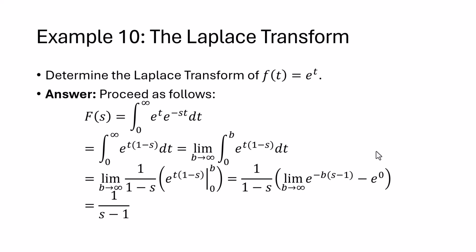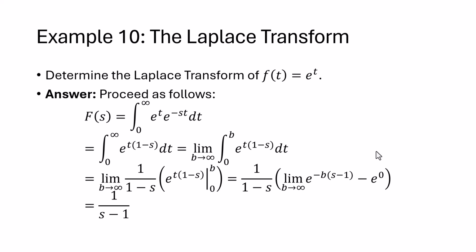So our example here is going to demonstrate the use of the Laplace transform. And we're going to determine the Laplace transform of f of t, which happens to be equal to e to the t for our example. So we're going to substitute e to the t for f of t. So we have capital F of s is equal to the integral from 0 to infinity of e to the t times e to the negative st dt. And when I do the multiplication of the integrand, I get the integral from 0 to infinity of e to the t times 1 minus s dt.